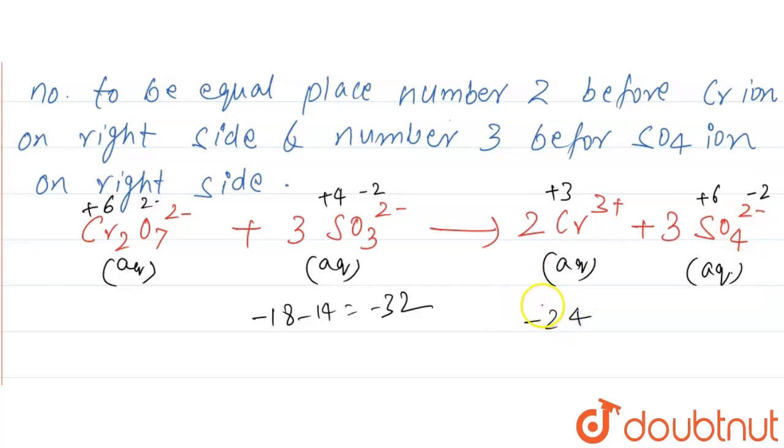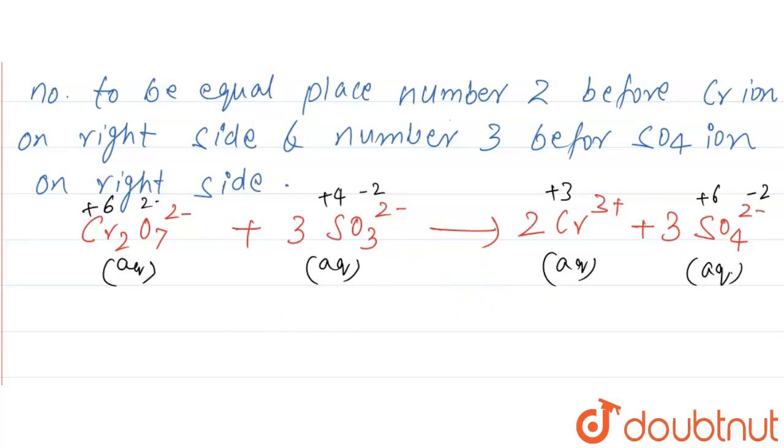Okay, something is a mistake we have done. Here 3 sulfur, 3 oxygen 3. Okay, it is okay. Cr2O7 2 minus, 3SO3, okay, so it is okay. We have to balance the oxygen afterwards.